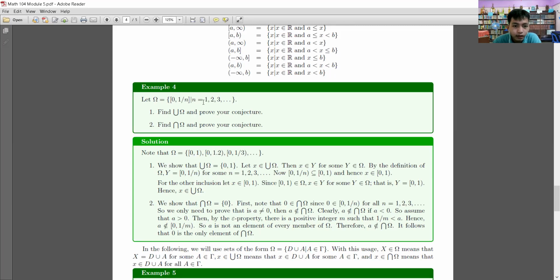If n equals 1, this is 1. I think I made a mistake here. This should be a half open interval, so let's fix that. Note that this is what our sets look like: if n equals 1, we have the interval from 0 to 1. If n equals 2, we have from 0 to 1 half. And if n equals 3, we have 0 to 1/3, and so on.